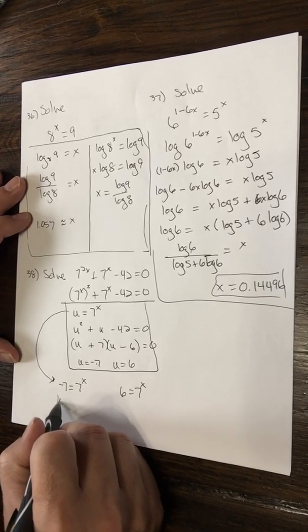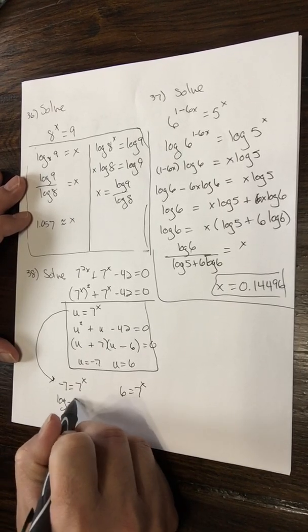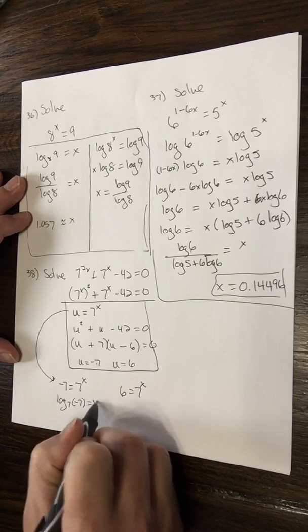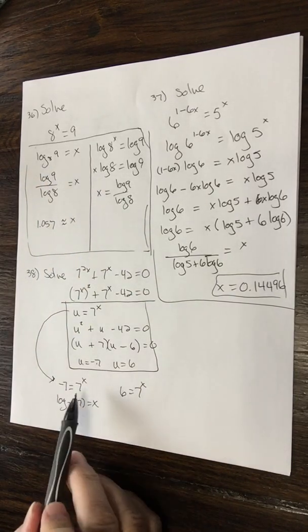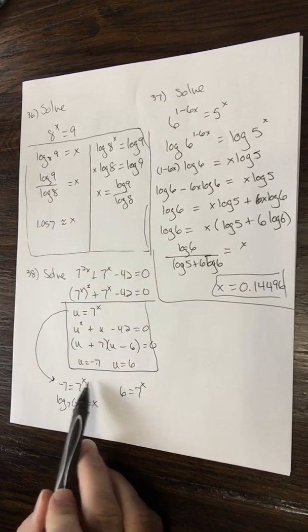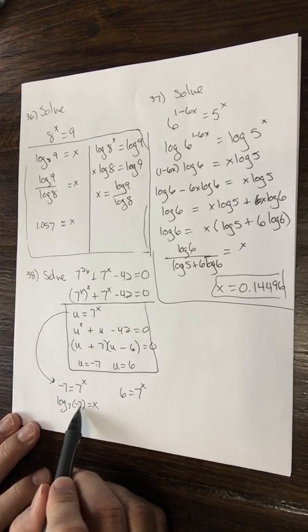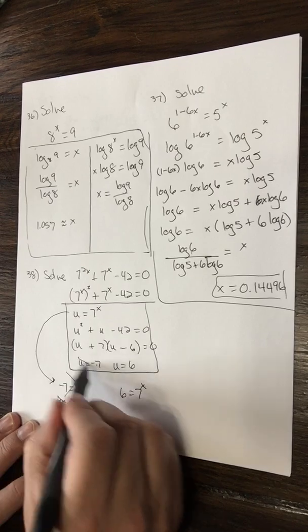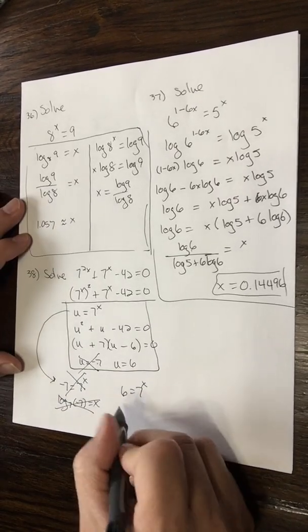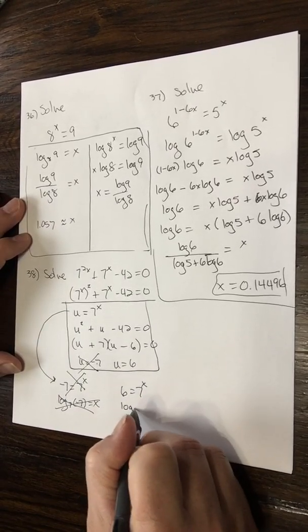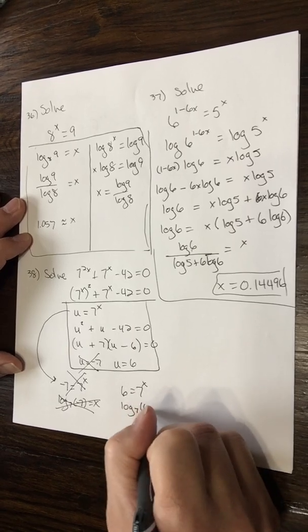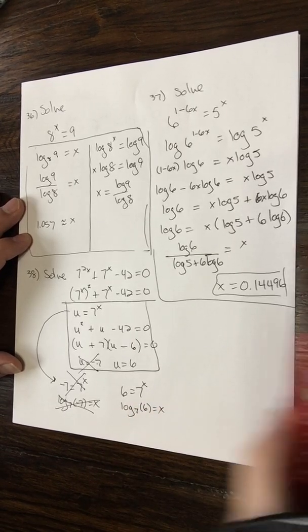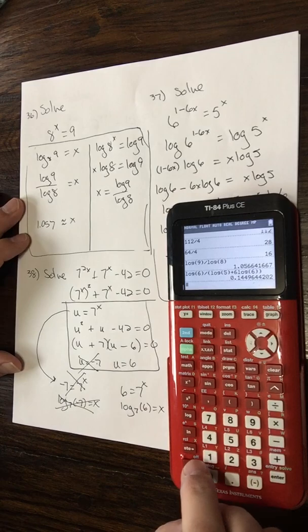I'm going to go log base 7 of -7 is equal to x. The base of the exponent is the base of the log, and the other two switch places. Well, you can't take the log of a negative, so this doesn't actually give us an answer. This one I get to cross out. This one here, the log base 7 of 6 is equal to x, and I could just put that in my calculator. What is the log base 7 of 6?